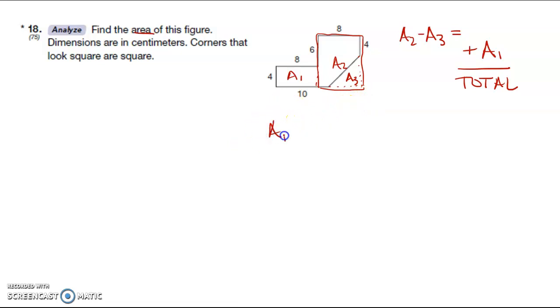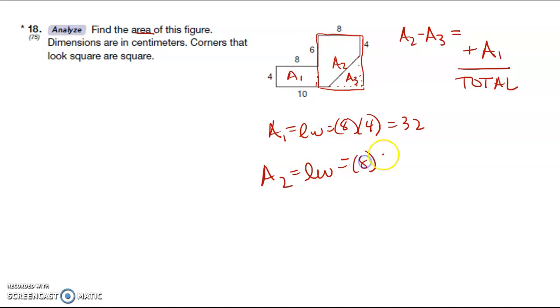Sorry, so area 1 is length times width, which is going to be 8 times 4, which is 32. And then area 2, which is the whole rectangle, is 8 by, let's see, 6 plus 4. So 8 times 10, which is 80. Then area 3 is the area of a triangle, which is 1/2 base times height.